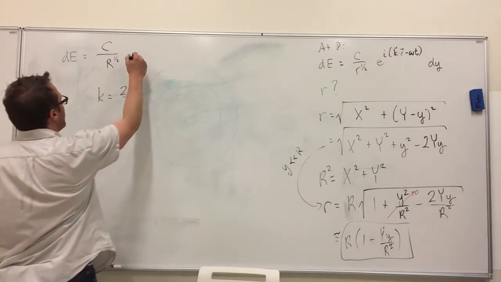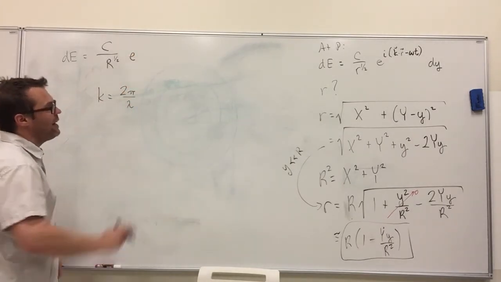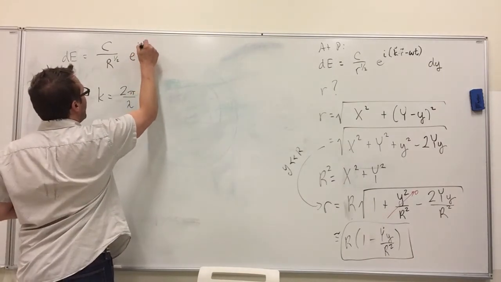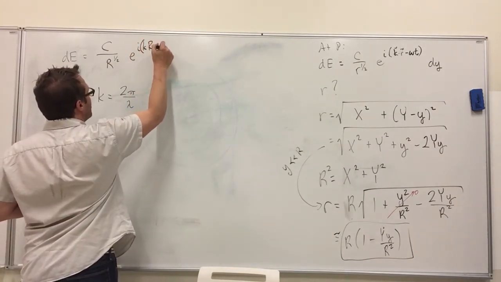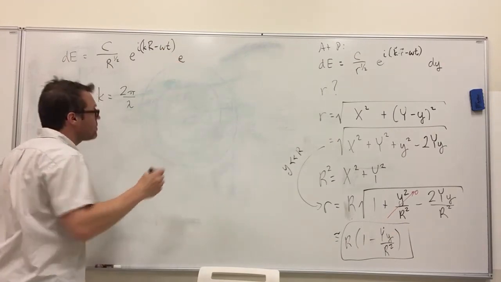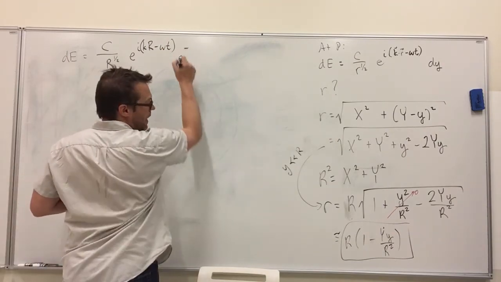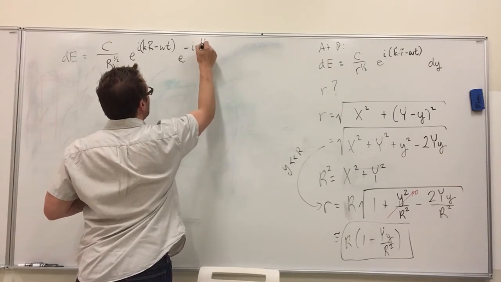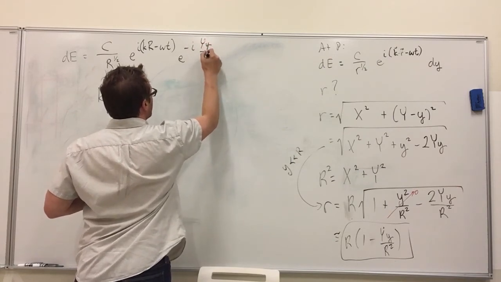And so what do I have as an approximation? I've got e to the i(k big R minus omega t), times e to the minus i k big Y little y over R squared.